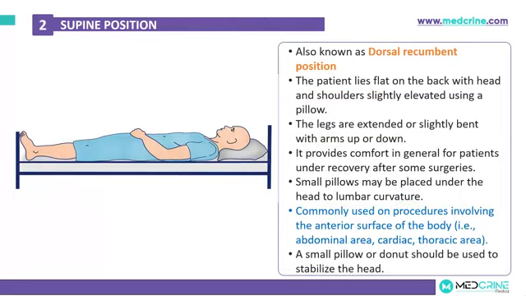Let us start with the first commonest position, the supine position. A supine position is also known as dorsal recumbent position, and in this position, the patient lies flat on the back with the head and shoulders slightly elevated using a pillow, the legs are extended or slightly bent with the arms up or down. This position provides comfort in general for patients under recovery after some surgeries. Small pillows may be placed under the head.